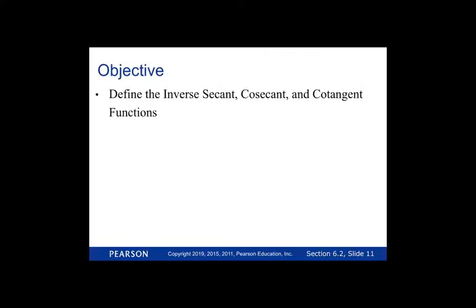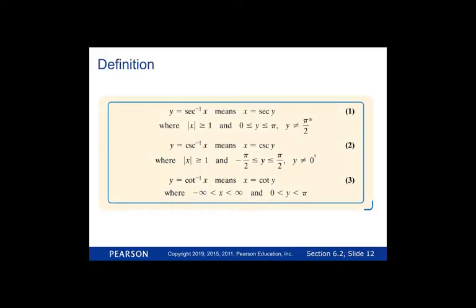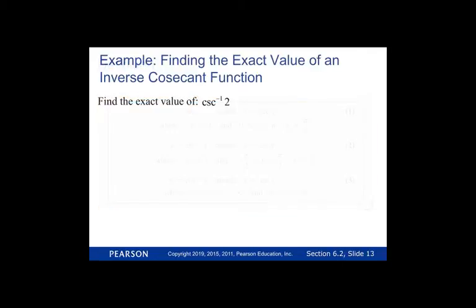Okay, so now let's talk about inverse secant, cosecant, and cotangent. For these, let's look at it. I'm going to let that be the exact value of this. Let me kind of explain that chart that was on the last slide, but I'm going to do it my own way.